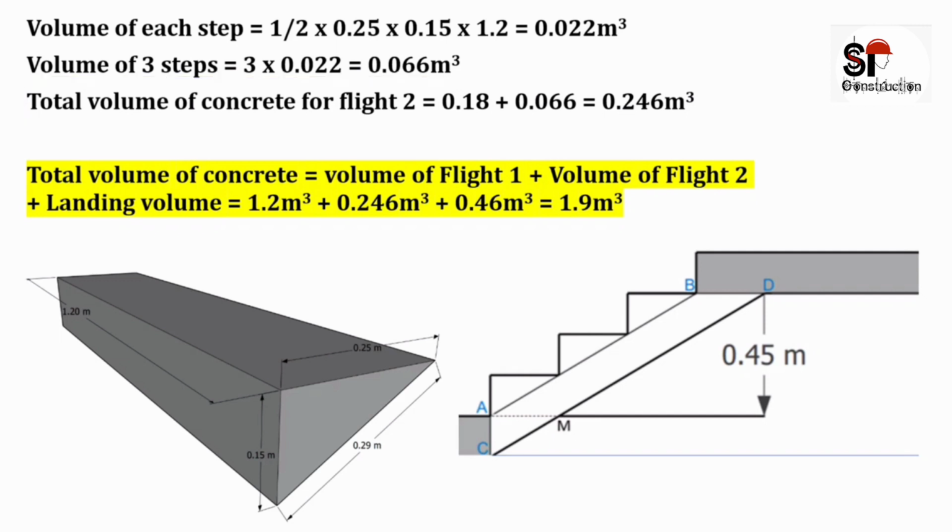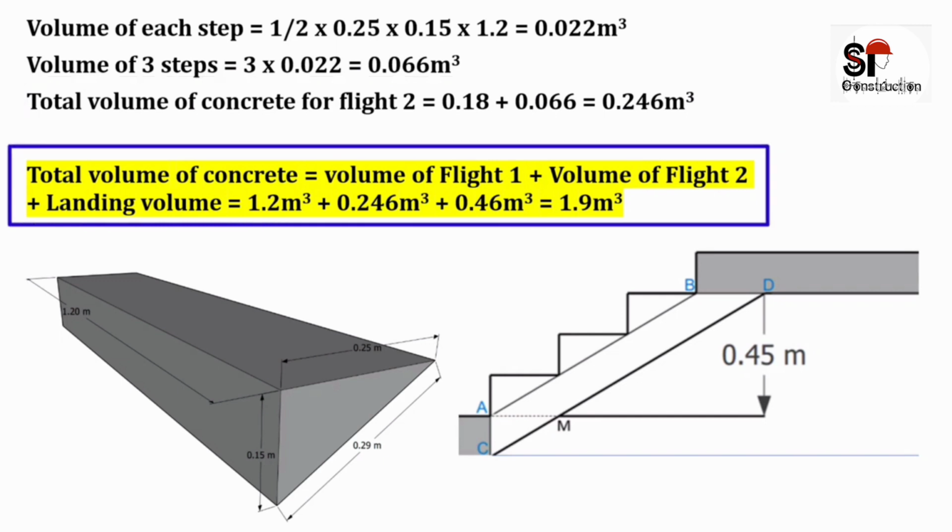Finally, the total volume of concrete for the whole staircase will be equal to volume of flight 1 plus volume of flight 2 plus landing volume. On substituting these values, the total volume of concrete required for this staircase will be equal to 1.9 meter cube. So this was all about this lecture.